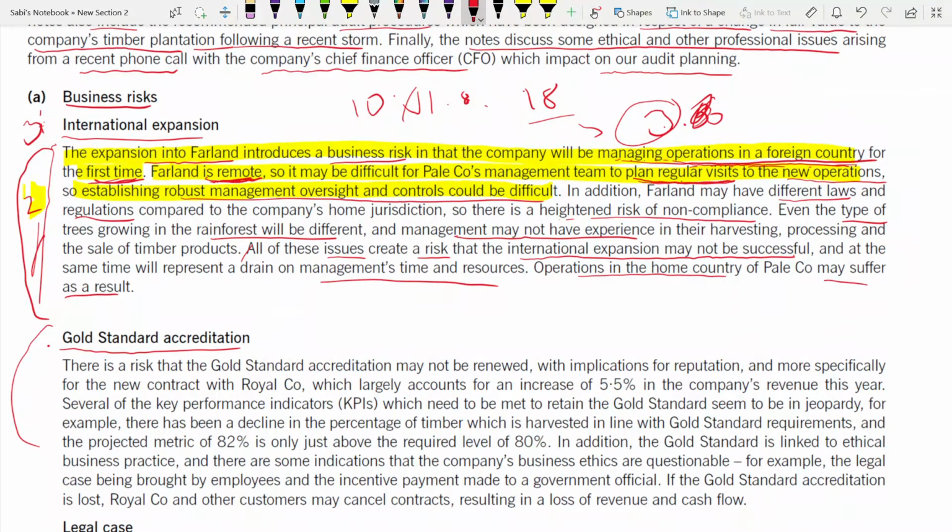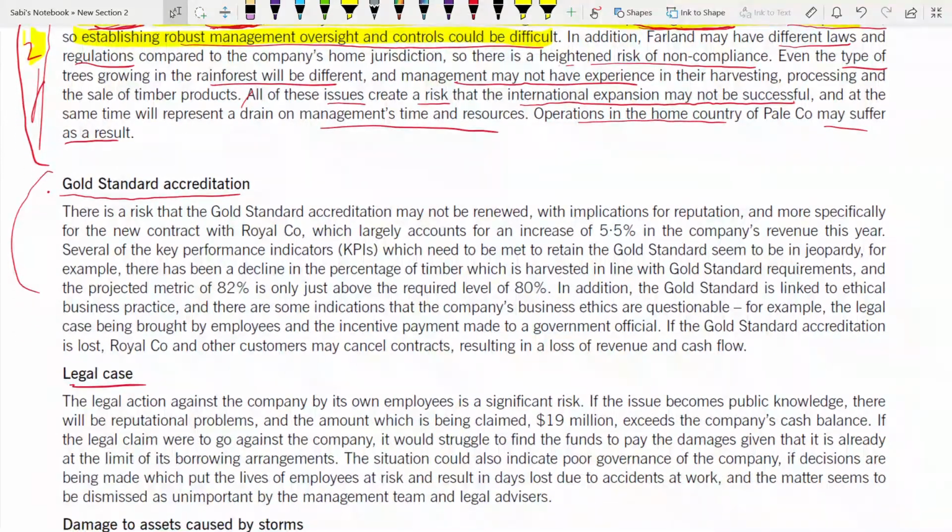Okay. So due to all those things, if international is not successful, even in your home country, the operations will suffer. Okay, so it's like overall you are giving a conclusion, the last two lines. Okay, so make sure that you give such kind of conclusion also after writing the 2 points, the last one line or 2 lines. Coming to the second one, gold standard accreditation.